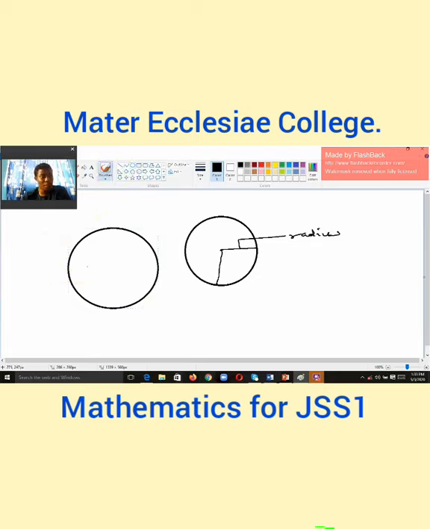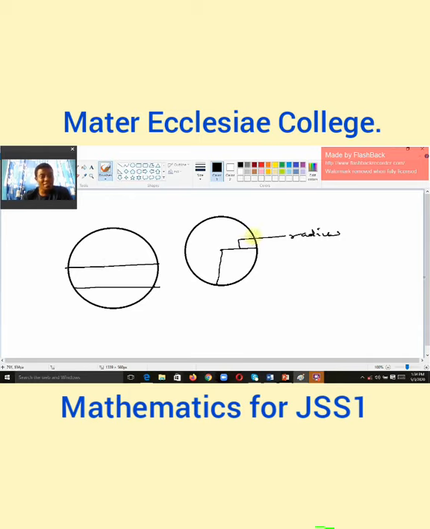Or a chord. Let me start with a chord. Now, like I said earlier, a line that divides a circle is a chord. So I'm going to draw two lines here now. This line and of course this line. So you can see that both of them are chords.